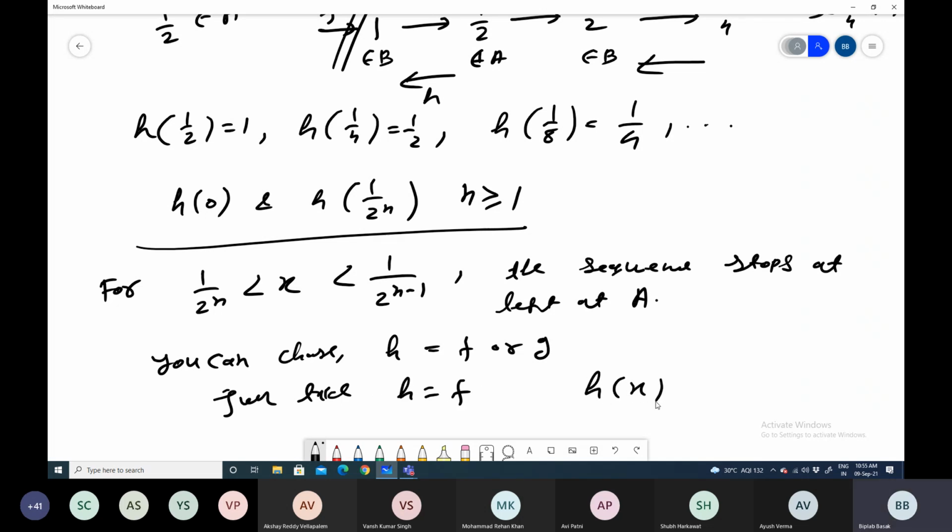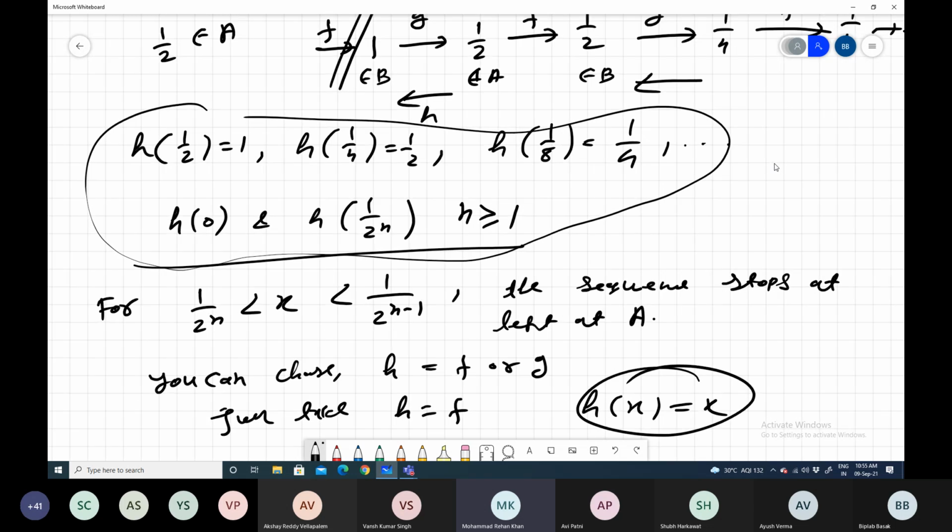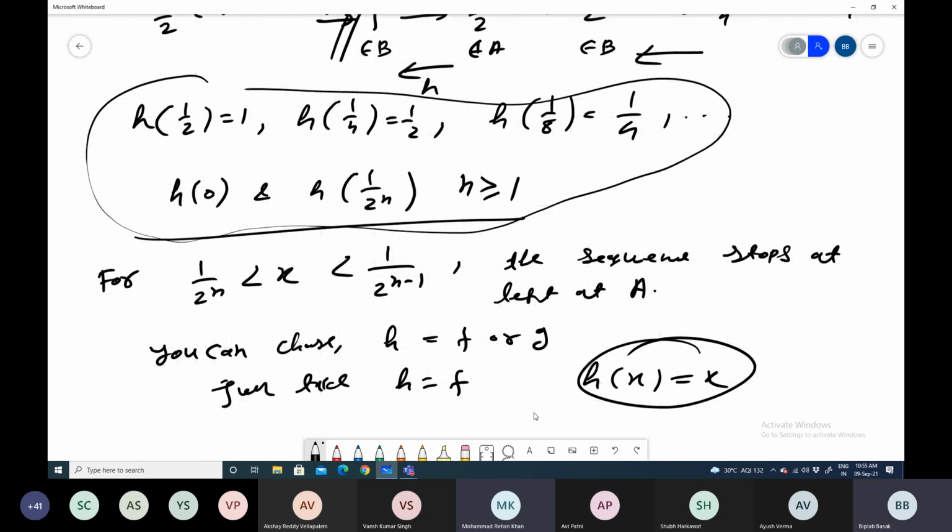So H of X equal to X. Now if you define H of x equal to x and this, then you have a bijection from A to B. So can we choose H equal to F or G both? Because in the proof you told that we define H is equal to F in this case. No, you can choose G as well. That is also fine.